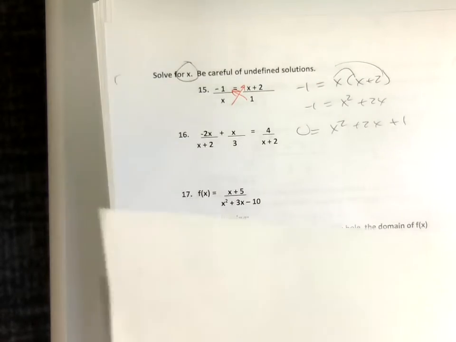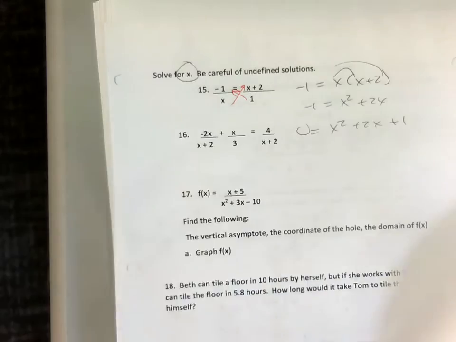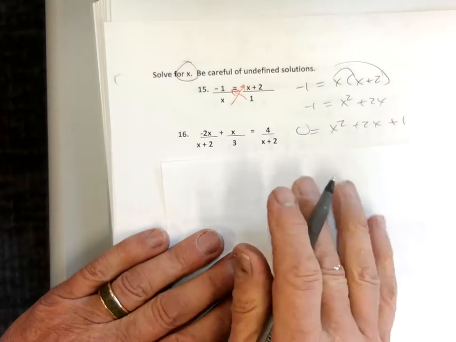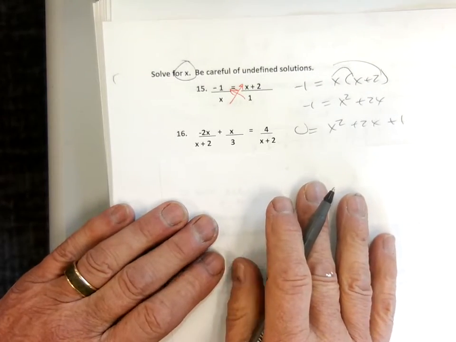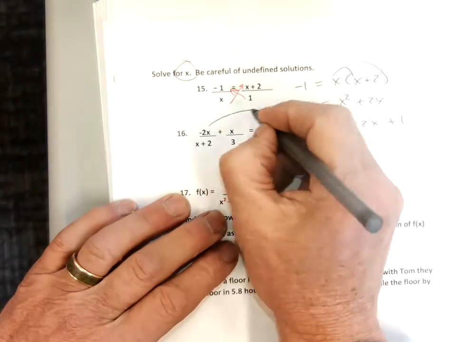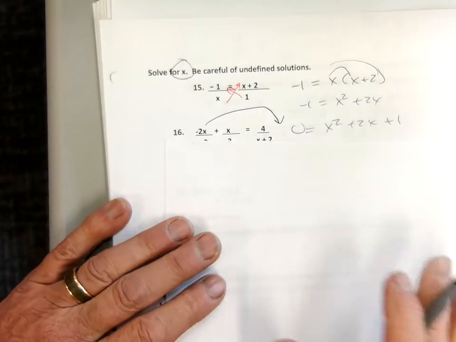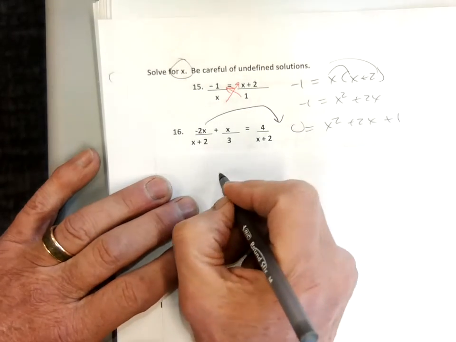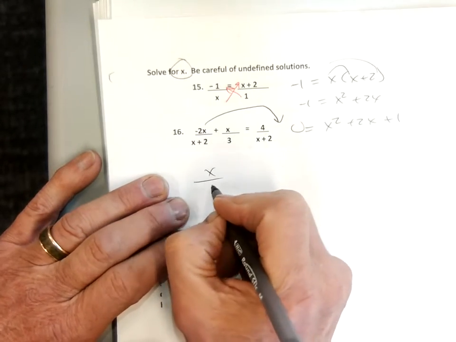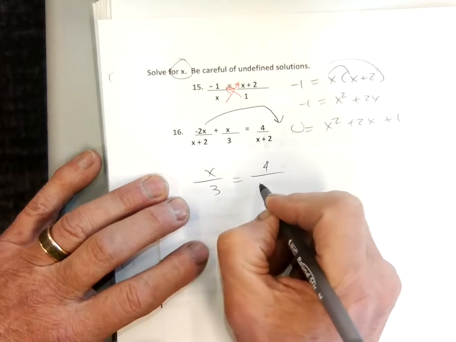16. To do 16, oh, we could just take this one and bring it over here. Wouldn't that be easier? Remember we learned that trick Friday? We're like, wait a minute, there's an easier way to do this one. So if I rewrite it, x over 3 equals a 4 over an x plus 2.